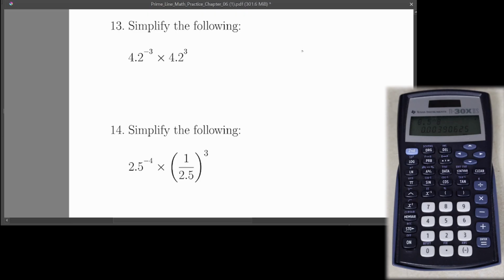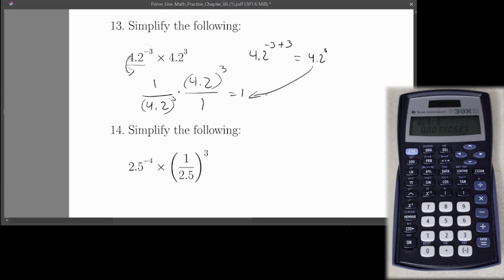Number 13. When we write this out, we could write this as 1 over 4.2. So we can take this value, and since this is negative, we can move it to the denominator position. And it is cubed times 4.2 cubed, and that's over 1. Notice these cancel out, and we just get 1. Numerically, we could write it 4.2 to the negative third power plus third power, or 4.2 to the 0 power, remembering that anything to the 0 power is 1.